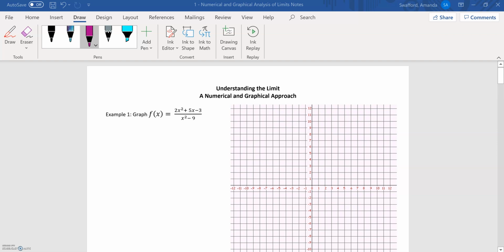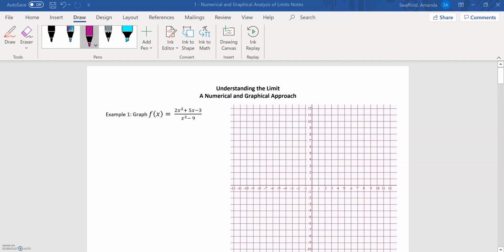Hey guys, the purpose of this video is to go over example 1 from your notes on limits that are evaluated numerically and graphically. Example 1 is a rational function, and I just want to take a minute to remind you of how to graph a rational function. You may remember this from accelerated pre-calc or even accelerated geometry B, algebra 2. But we want to just briefly review how to graph this function.